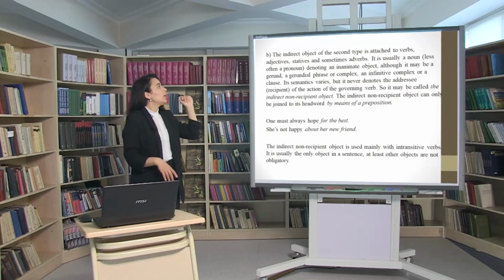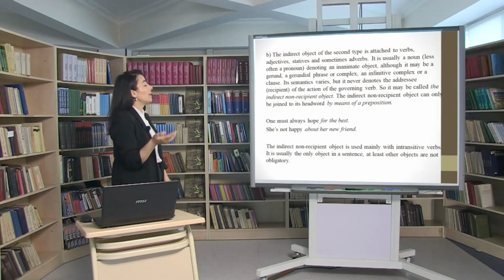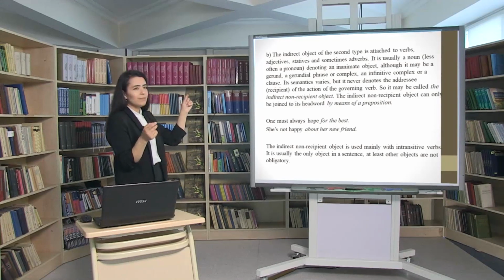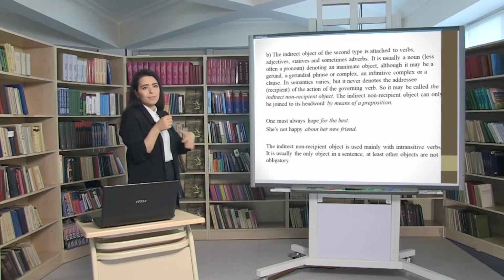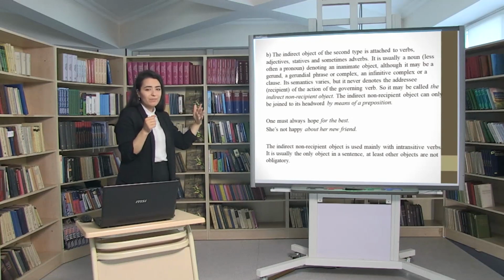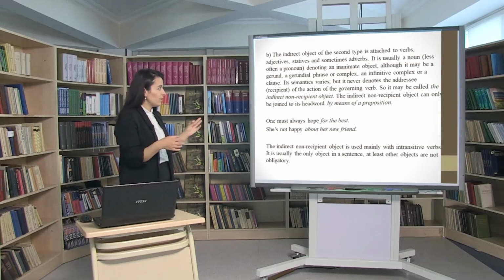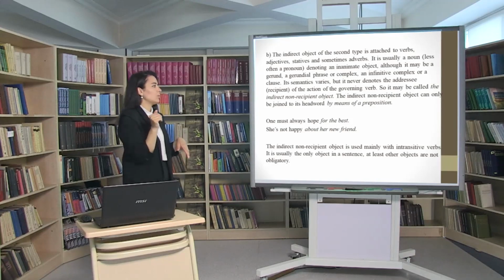The indirect objects of the second type are attached to verbs, adjectives, statives, and sometimes adverbs. It's usually a noun denoting an inanimate object. Inanimate means non-person object. Although it may be a gerund, a gerundial phrase, or an infinitive complex, I mean infinitive constructions or clauses. Its semantics varies, but it never denotes the addressee of the action of the governing verb. So it may be called the indirect non-recipient object.